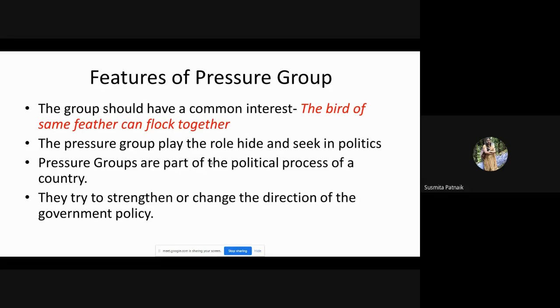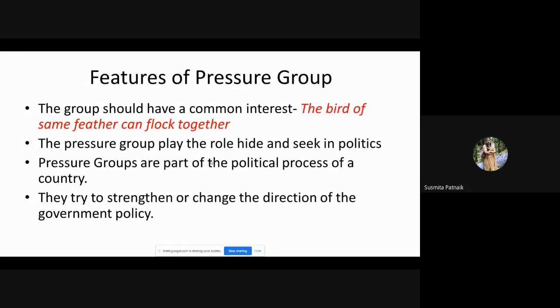Then they try to strengthen or change the direction of government policies. Sometimes the government makes public policy in favor of some capitalist or rich persons or some negative kind of persons. But with the presence of pressure groups, they try to strengthen and change the direction of the government by putting pressure on the government not to do so, applying different types of techniques. These techniques may sometimes be negative and sometimes positive. These are the features of pressure groups.